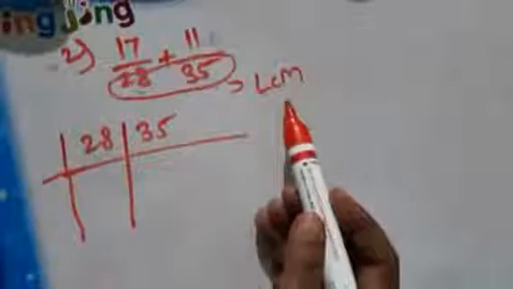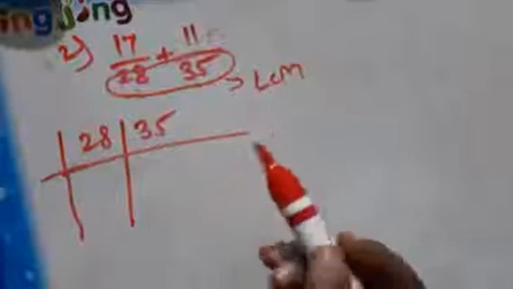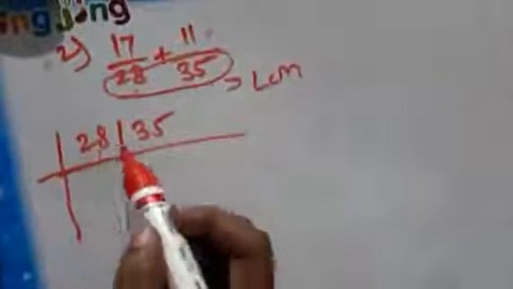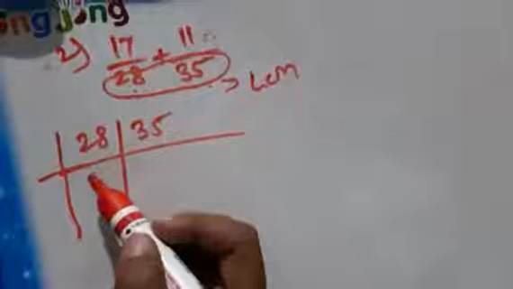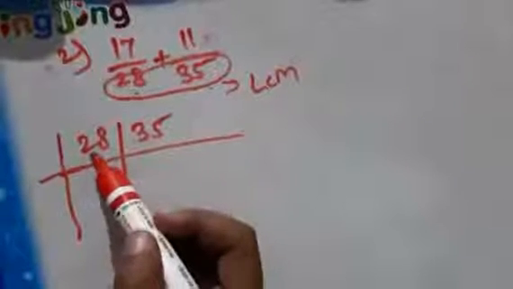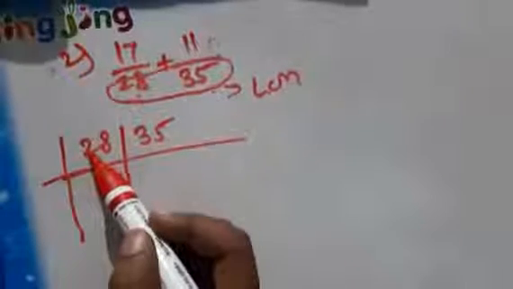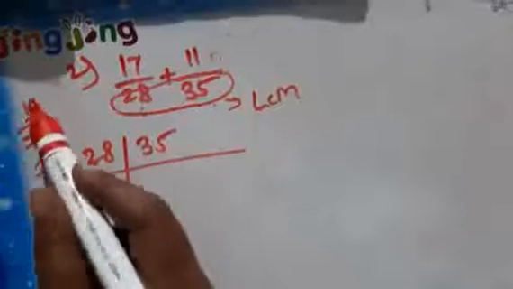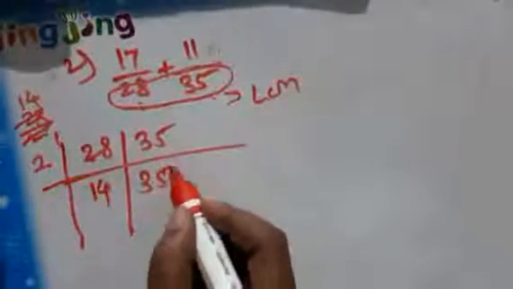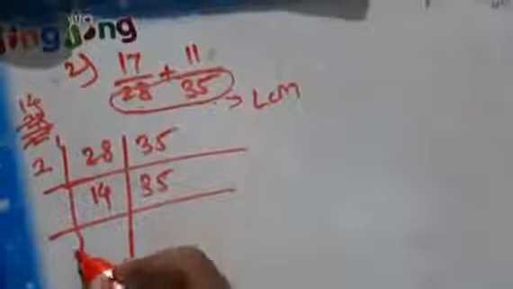So we have to find the LCM. Here we will start with 28. These both numbers are not divisible by the same number, so we will start with this number only. This number is divisible by 2. So below 28 what should be written? 28 divided by 2: 2 ones are 2, 2 fours are 8, so here it will be 14. 35 as it is, because it is not divisible by 2.